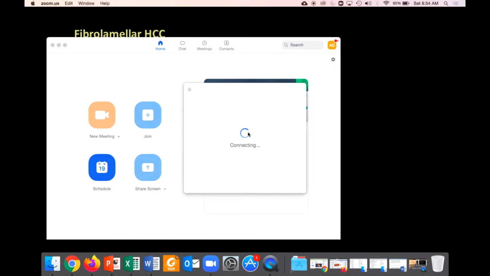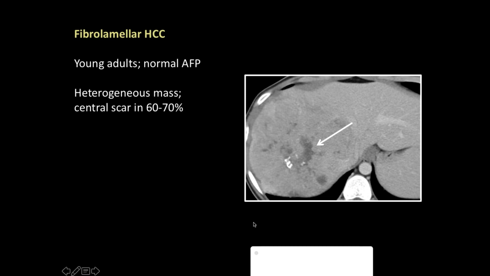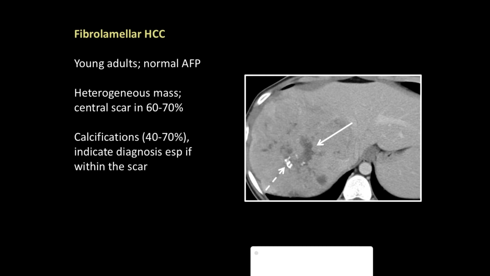20 years, 30 years, even 10 years above, it's fine. So you'll generally see it in that age group. AFP levels will usually be normal, right? The main thing is there's a central scar in fibrolamellar HCC, right? The central scar will often have calcification, in a heterogeneous mass with a central scar in an adolescent. And if there's calcification in the scar, then it's a pathognomonic feature, right? So then it's definitely fibrolamellar, nothing else. Okay, calcification you might not see all the time.